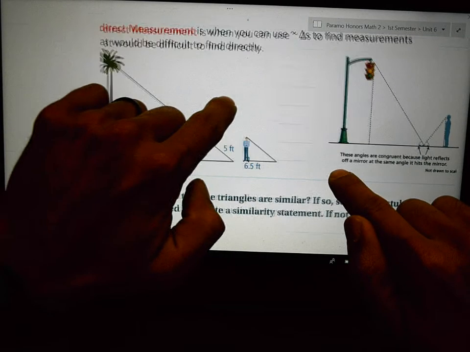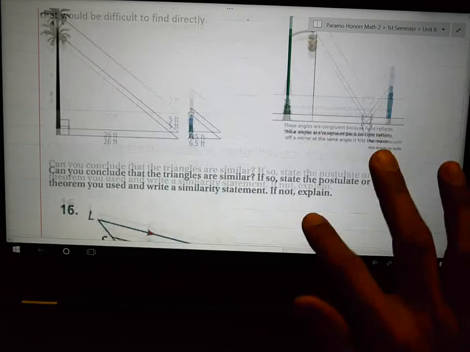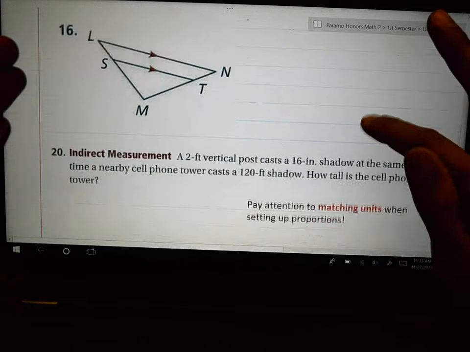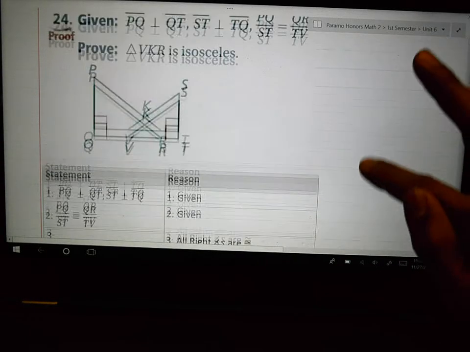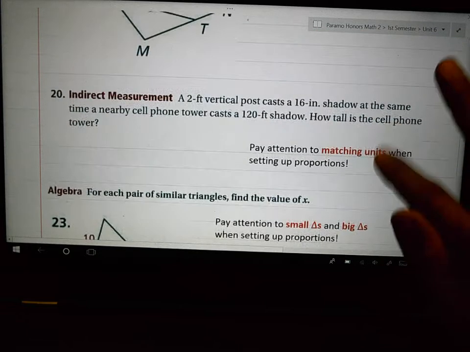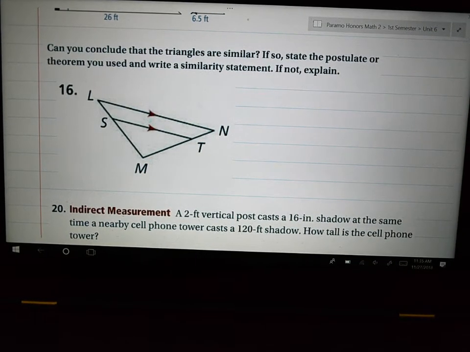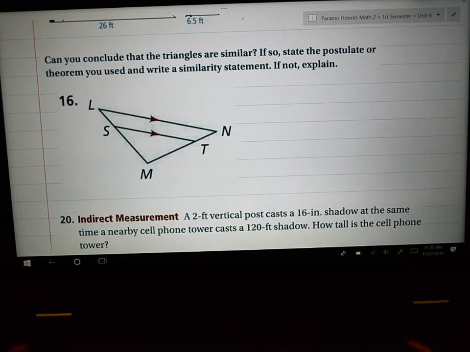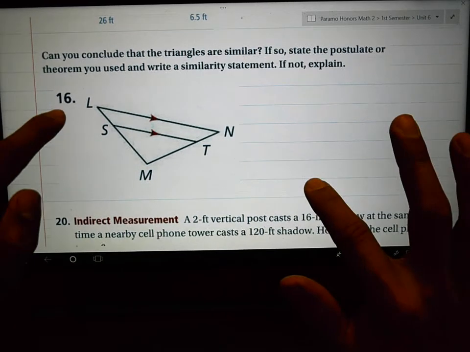Buildings, flagpoles, I don't know, things like that. So with that being said, let's go ahead and do some examples. I have number 16, 20, 23, and then of course a nice proof, 24. We have 4 examples that we can do together if you feel like doing these in your book, you are welcome to do so.